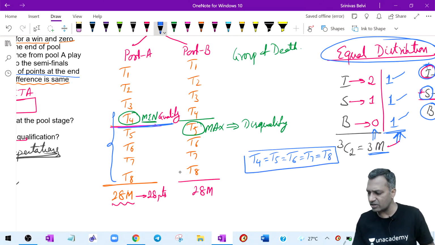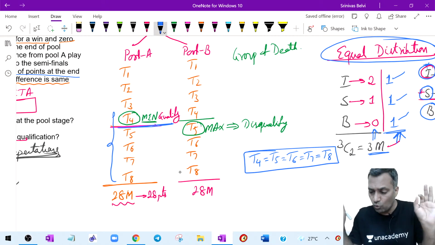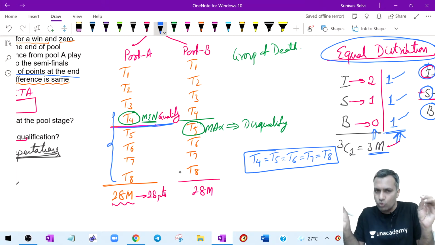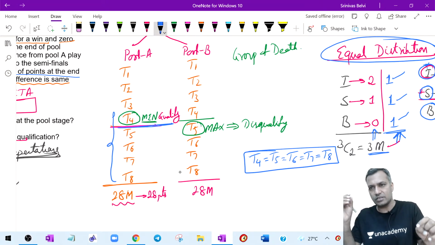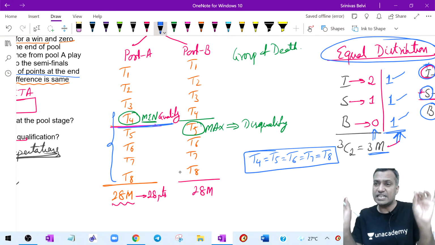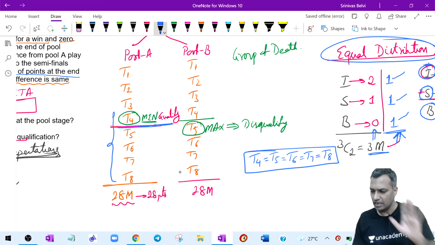All their capacities are equal, which means winning capacities are equal. What differs is their goal scoring capacity. Somebody scores more goals in the team, somebody scores less. The goal difference is not constant, but what is constant is the winning rate. The number of matches they win is constant. Fair enough. Let me put it something like this.